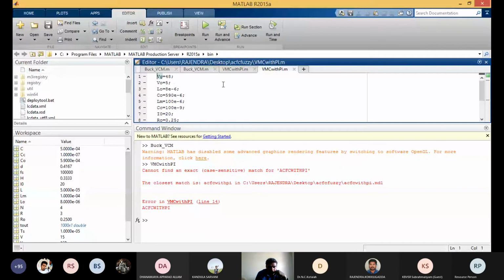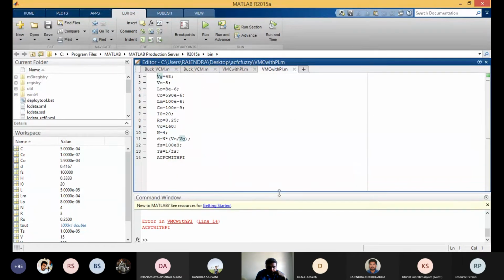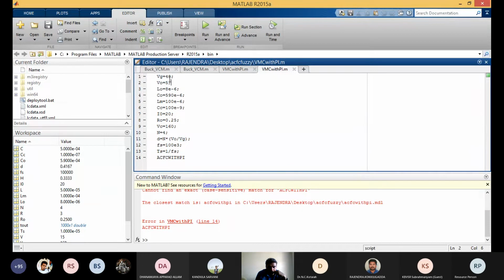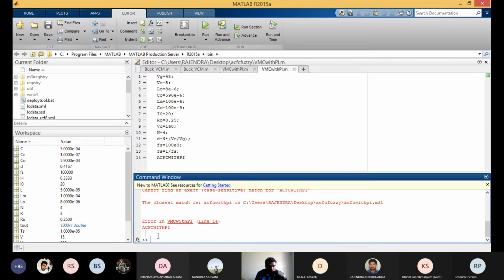Here I am giving the input voltage 48 volts, output voltage 5 volts, L naught and C naught, magnetizing inductance, clamp capacitor, I naught, R naught, all the input parameters we are showing. The same thing is written here. This is the model file name I have written here. Running this, it automatically opens, and then we include the fuzzy logic controller.